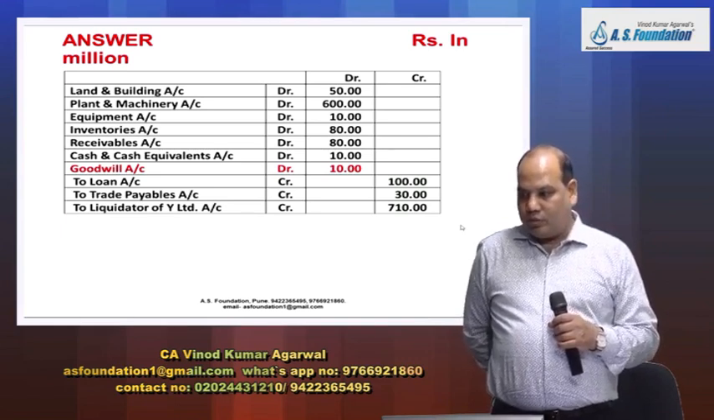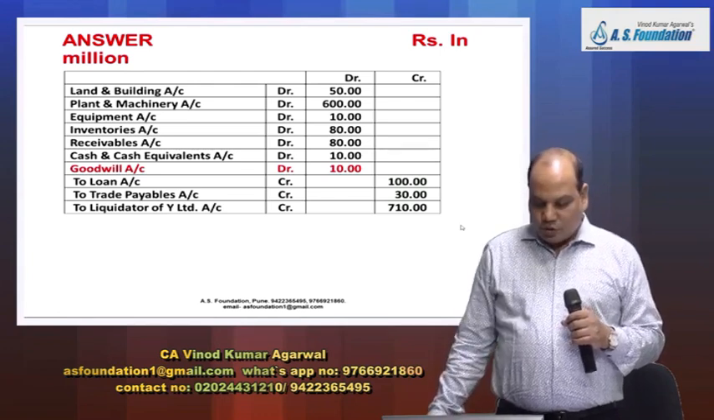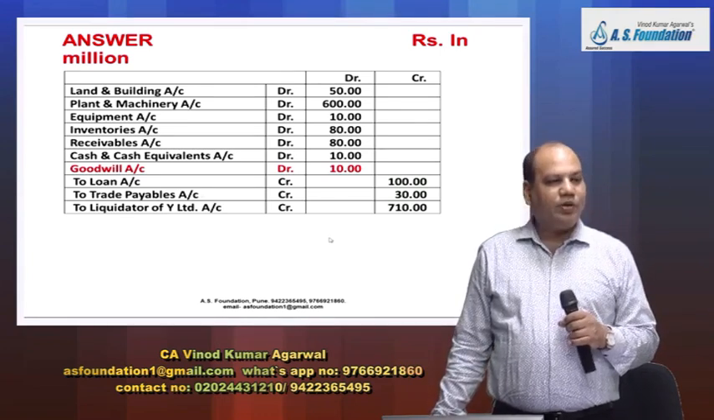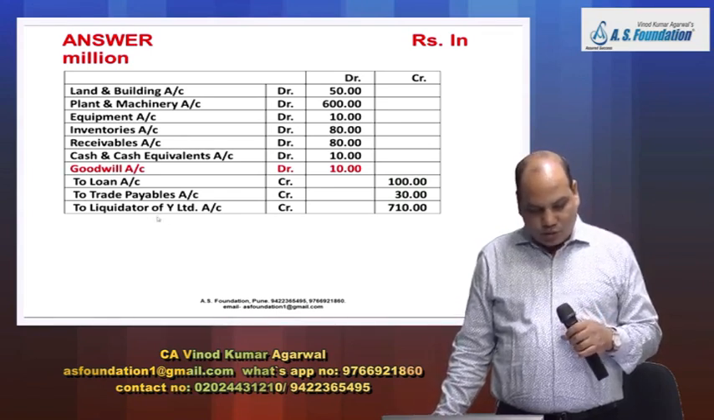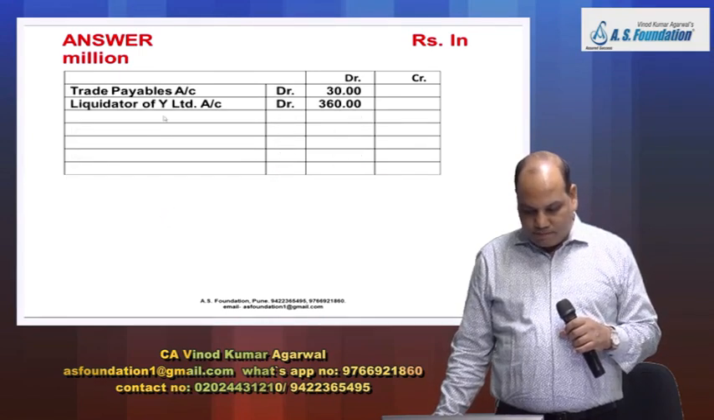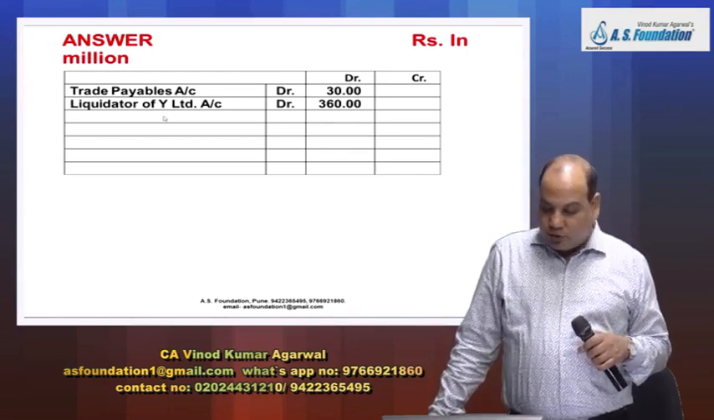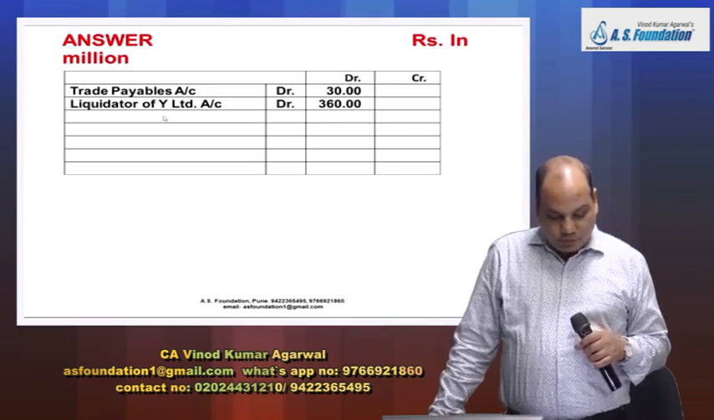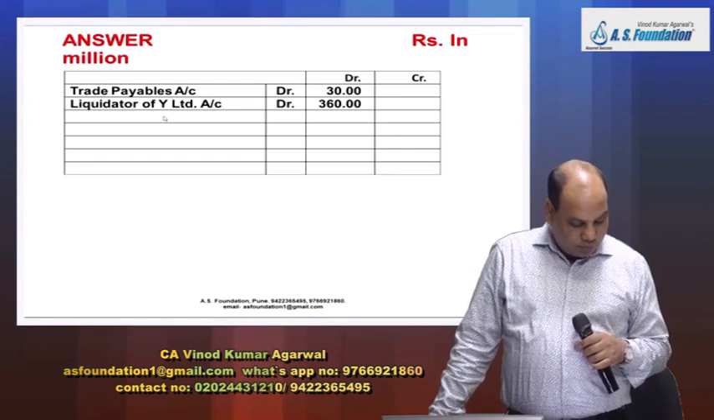$710 is the amount payable to the liquidator. You can just write down consideration payable. Okay, 710. Any such narration you can write as a name of the account. Now what you do, you will transfer the retail division to the liquidator. What is the fair value of the retail division?